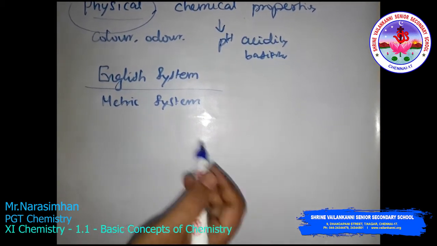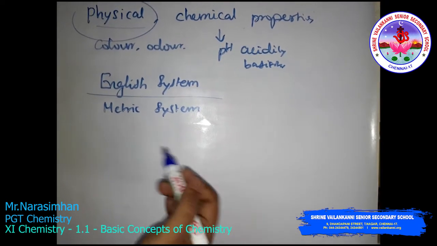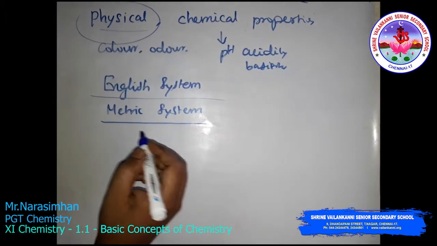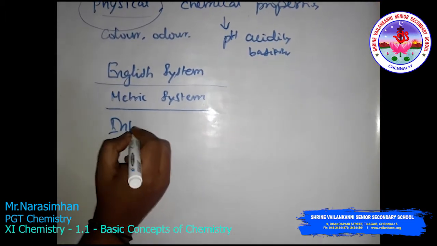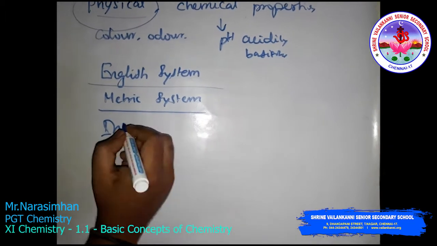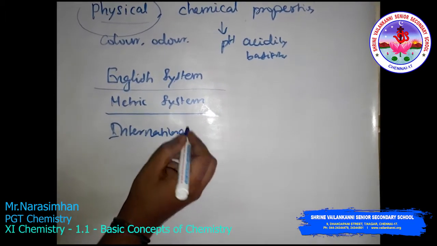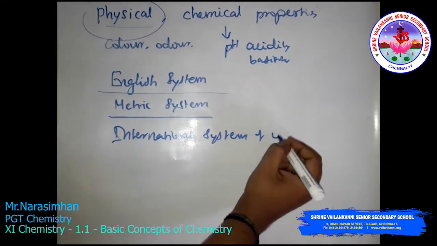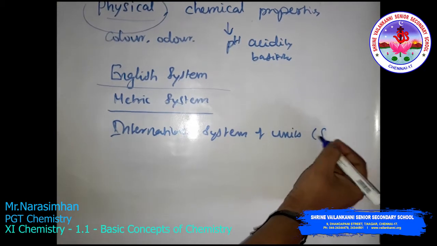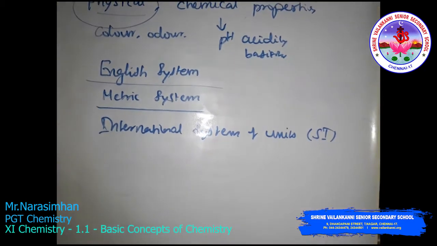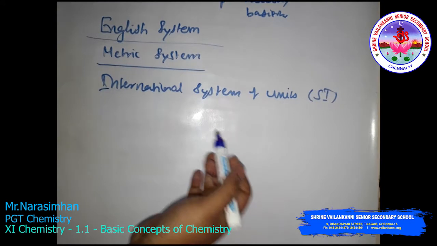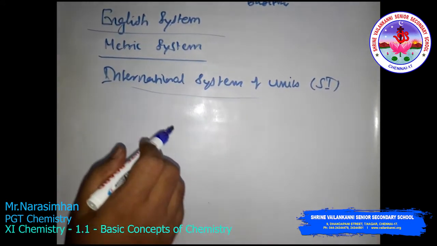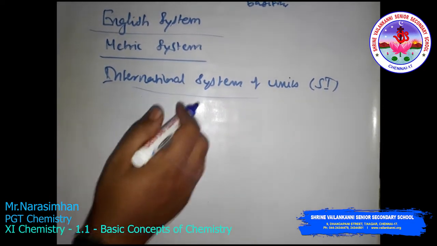In the 18th century in France, the metric system was introduced as more convenient. Some units are based on that, the International System of Units, called SI units. The SI units can be easily measured and are universally accepted. There are 7 base SI units.